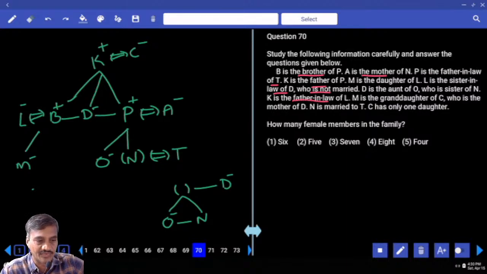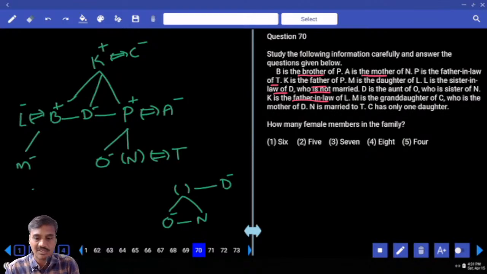K is the father-in-law of L. And M is the granddaughter of C. And C who is the mother of D. N is married to T. And C has only one daughter. Done with this? Now this is the entire information we have.